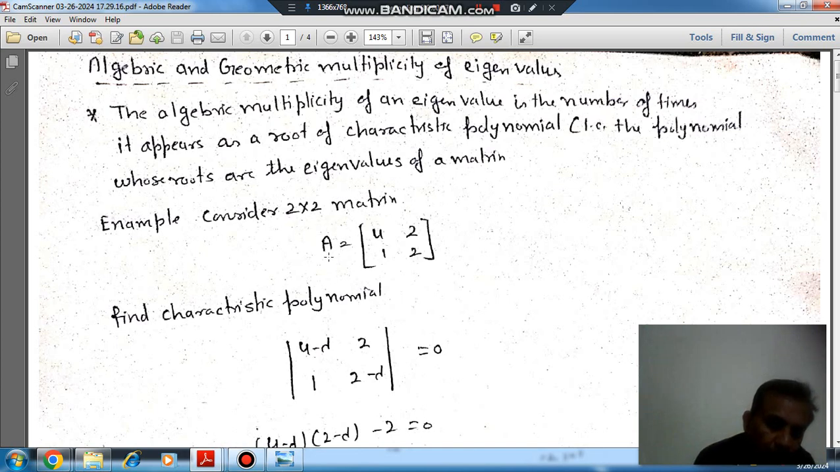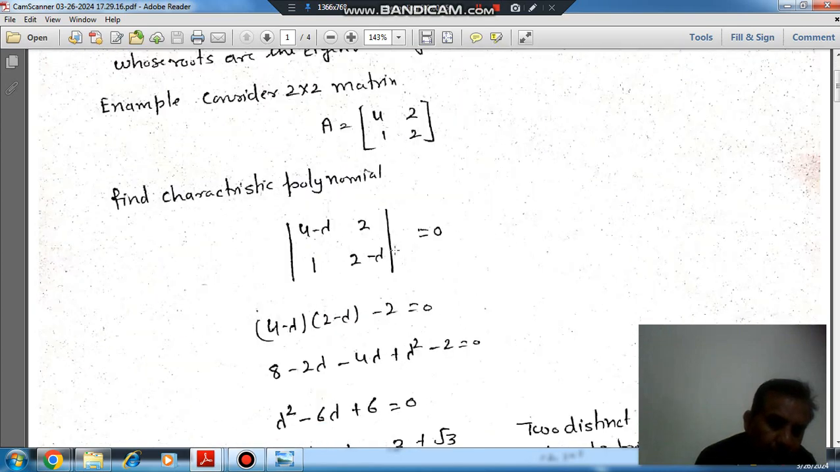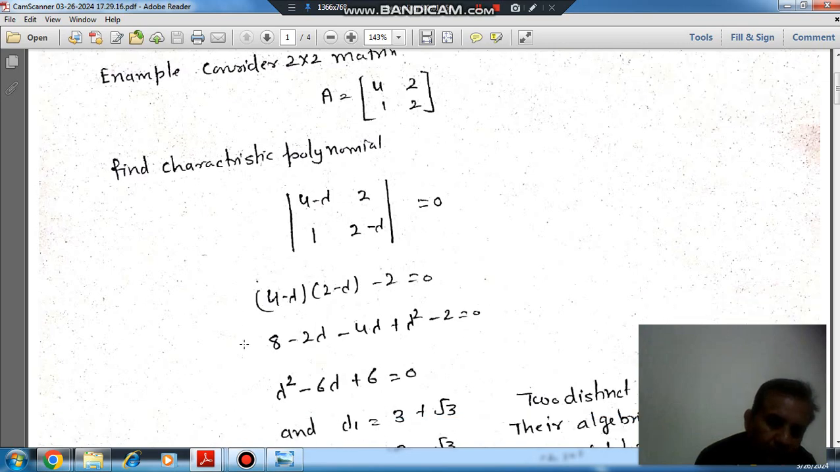How will we find the characteristic equation of the eigenvalue? This is your matrix, first row 4 2 and second row 1 2. To find the characteristic equation, we subtract lambda from the diagonal elements, 4 minus lambda, 2 minus lambda, keep the rest the same, find the determinant and put it equal to 0. The equation which comes out is the characteristic polynomial that we discussed earlier.